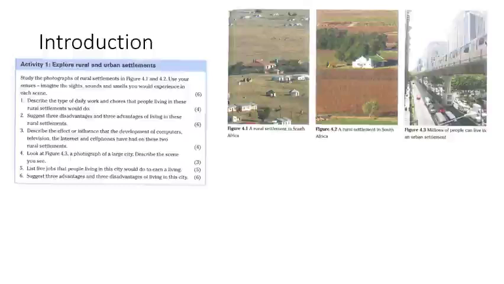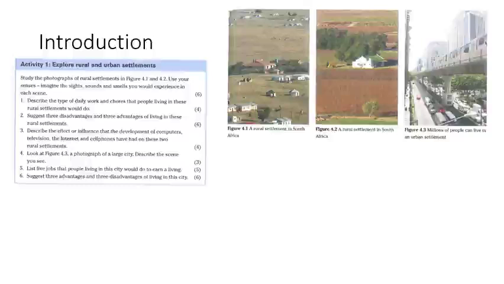Here at activity 1, study the photographs and use your senses. Imagine the sounds, sights and smells that you experience in each of these scenes. It's not going to be very busy and hustle-bustly, right? You'd probably smell a lot of dirt and not a lot of pollution compared to your urban settlements. So describe the type of daily work and chores that people living in these rural settlements would do. Think about the activities that exist in those areas. You need to understand large land areas generally are related to farming principles, right? And livestock. So think about those.